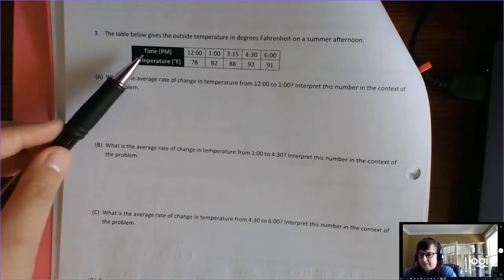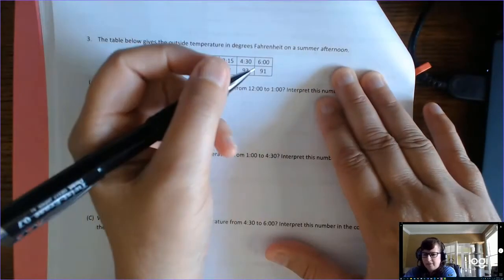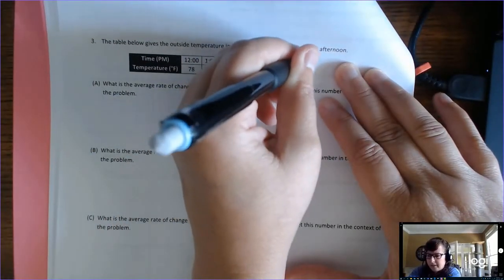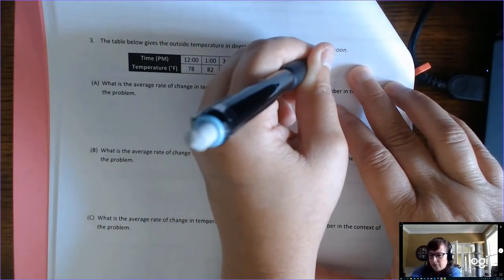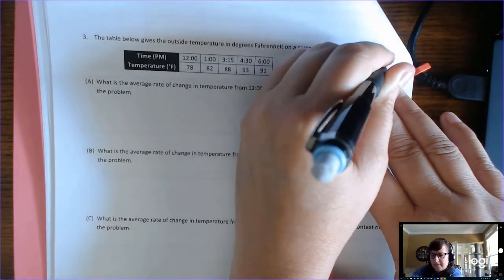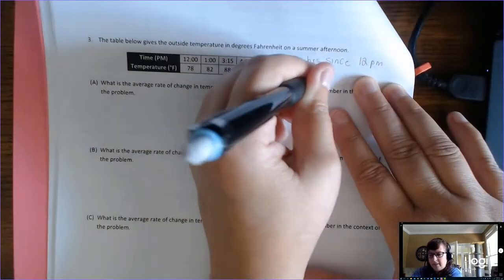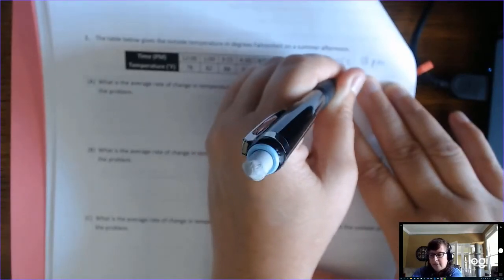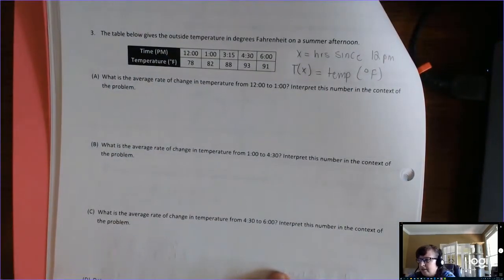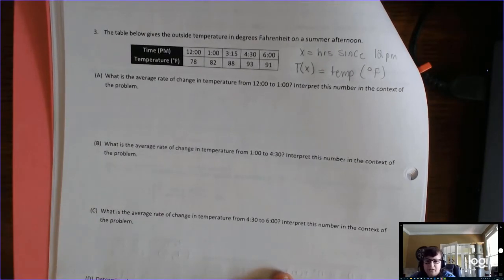So you just have to take this time that's in PM and let x equal something different. So what we can do is we can let x equal hours since noon, or 12 p.m. Alright, and then our output temperature would be in terms of hours since 12 p.m. and it's okay for it to be in degrees Fahrenheit. Okay, so that's a trick that you have to do, that a lot of times students will come back and ask me about this problem and can't do it.